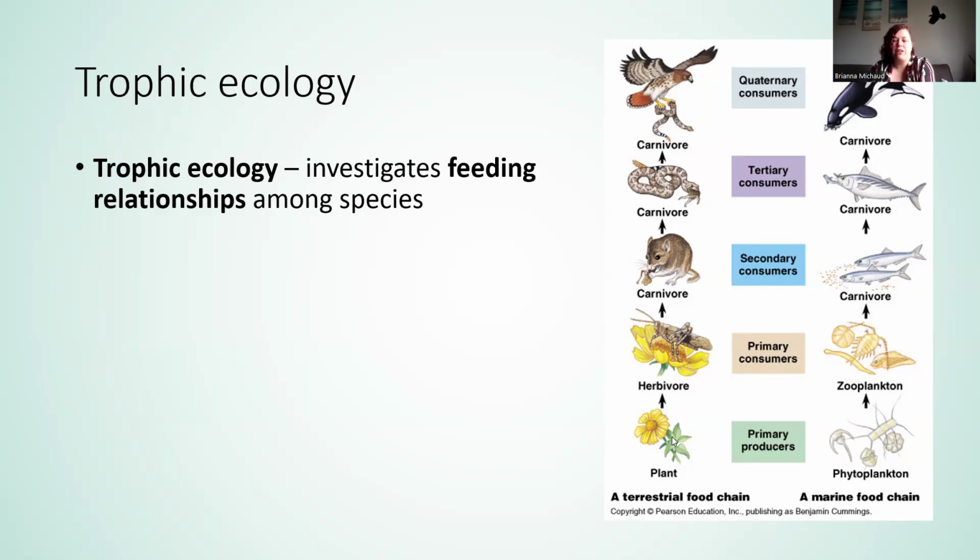So if we looked, for example, at a land food chain, you have a plant getting eaten by the grasshopper, getting eaten by the mouse, getting eaten by the snake, and the snake getting eaten by the hawk. So that's a food chain, starting at the bottom, going all the way up to the top.